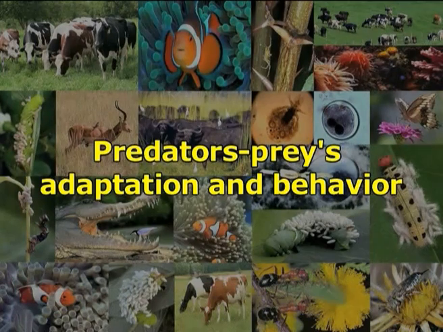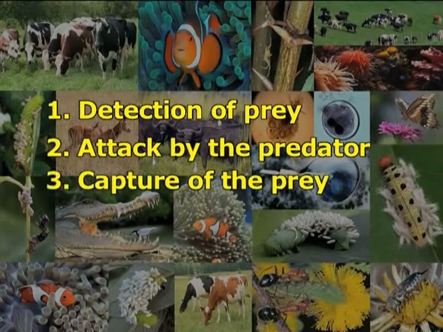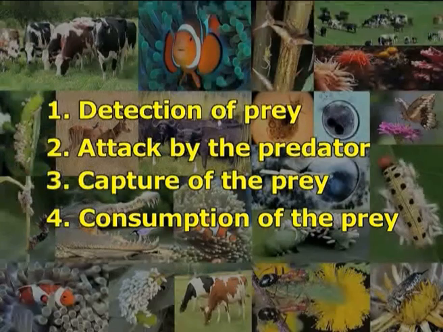Predator-prey adaptation and behavior. The act of predation can be categorized into four main steps: detection of prey, attack by the predator, capture of the prey and consumption of the prey. The relationship between predator and prey is one which is typically beneficial to the predator and detrimental to the prey species. Sometimes predation has indirect benefits to the prey species, though the individuals preyed upon themselves do not benefit. This means that at each applicable stage, predator and prey species are in an evolutionary arms race to maximize their respective abilities to obtain food or to protect themselves.